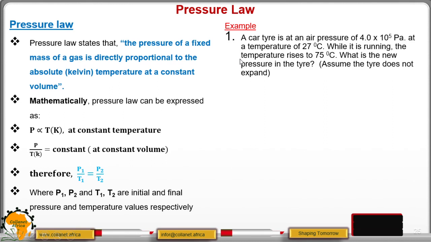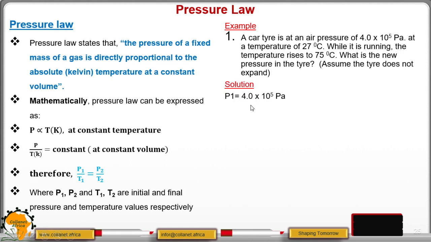Now we move to an example. We have a car tire at an air pressure of 4.0 times 10 to the power 5 pascals, at a temperature of 27 degrees Celsius. Now, while it is running, the temperature rises to 75 degrees Celsius. What is the new pressure in the tire?